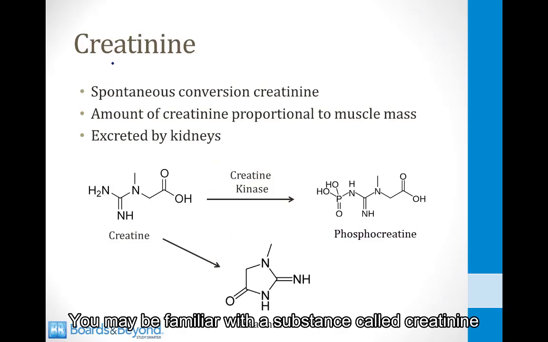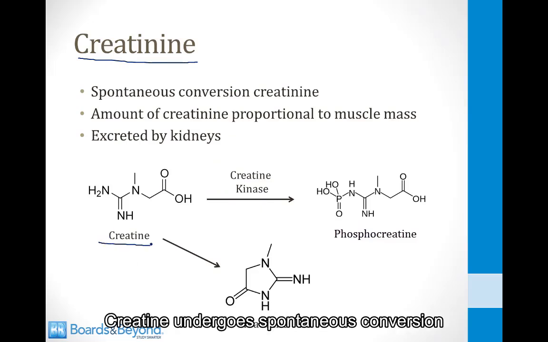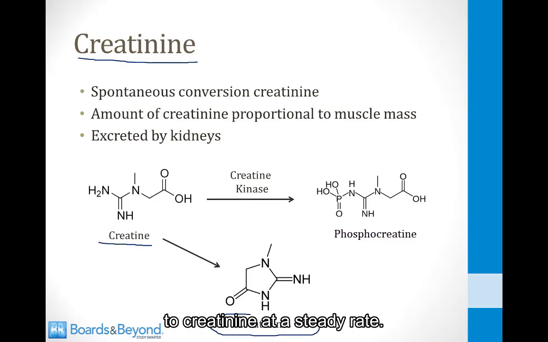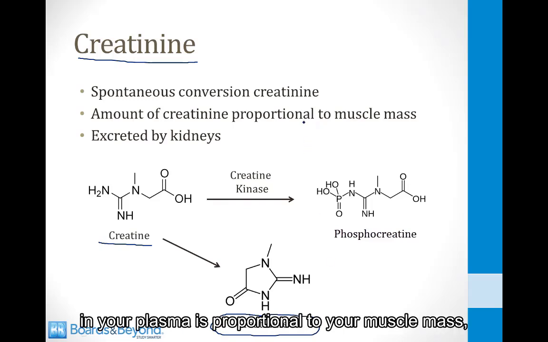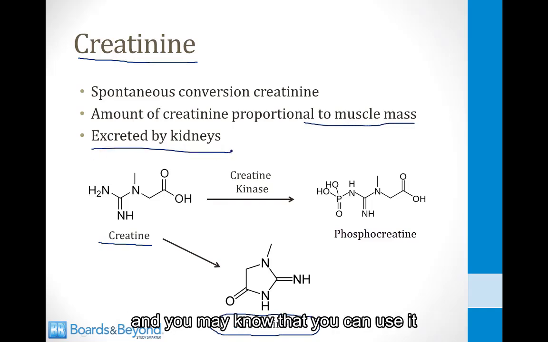You may be familiar with a substance called creatinine in the plasma, and you should know that creatinine is derived from creatine. Creatine undergoes spontaneous conversion to creatinine at a steady rate. The amount of creatinine that you find in your plasma is proportional to your muscle mass, which is where the creatine comes from. And then creatinine is excreted by the kidneys, and you may know that you can use it to estimate the glomerular filtration rate.